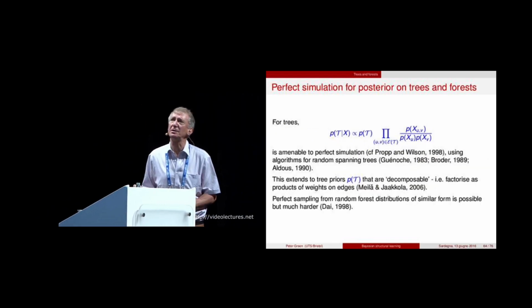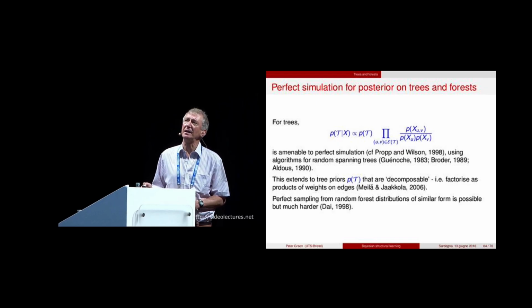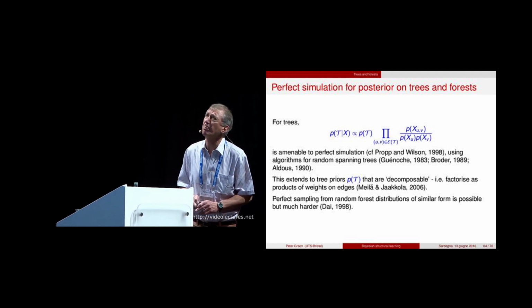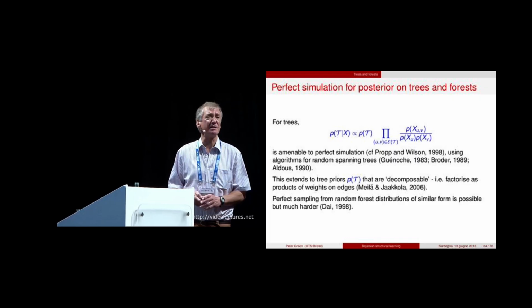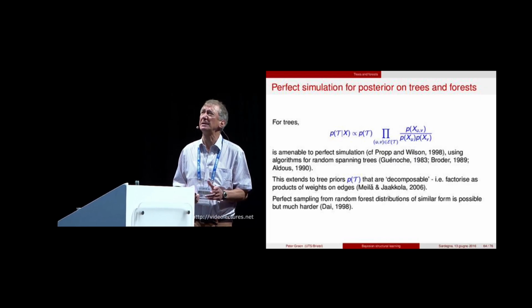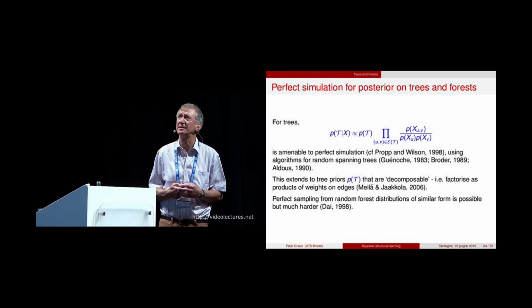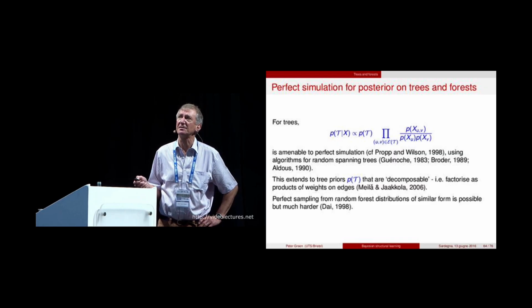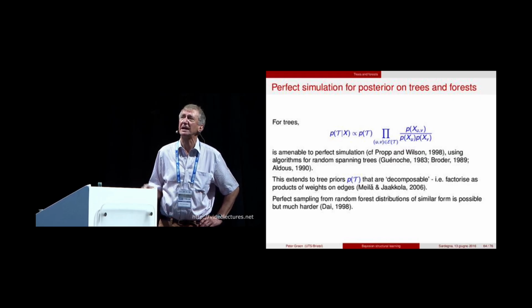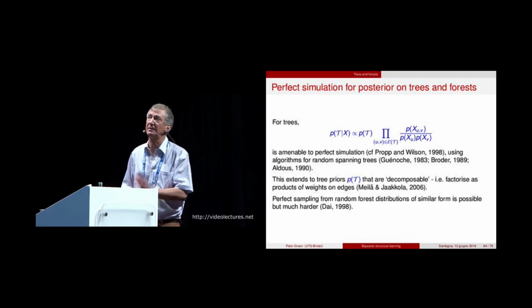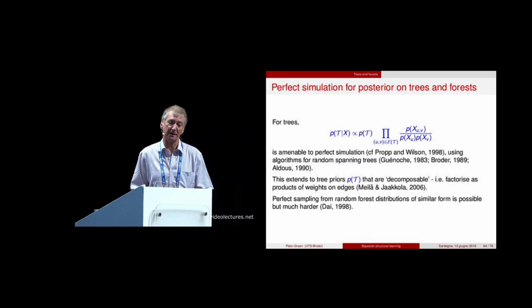And so when we come to do posterior inference, the posterior divided by the prior is essentially a product of Bayes factors for dependence along the edges. And that structure is something that's amenable to perfect simulation, I mentioned earlier, because we have powerful algorithms for random spanning trees that can exploit that kind of structure. And that's been extended to tree priors that are themselves decomposable. Unfortunate choice of words, but that factorize again in this way as a product of weights of edges. And that works for trees, and if you do a little bit more work, it works also for forests.